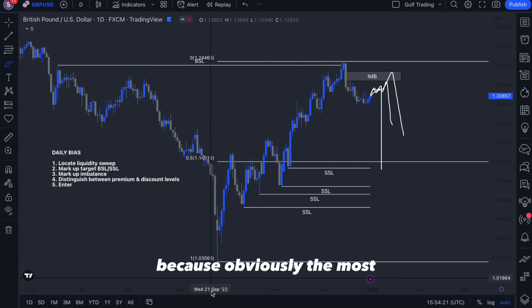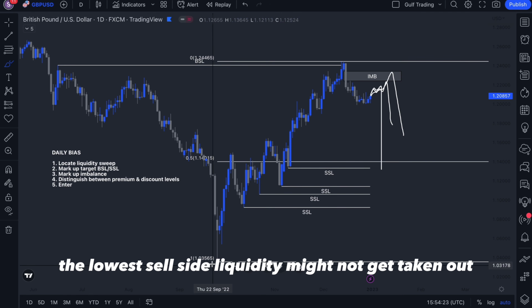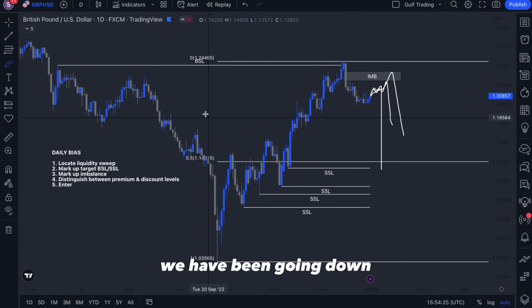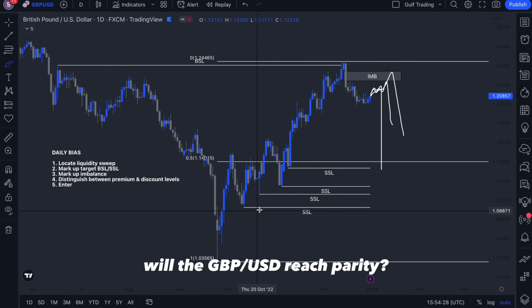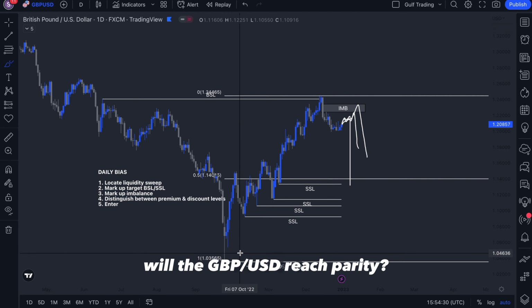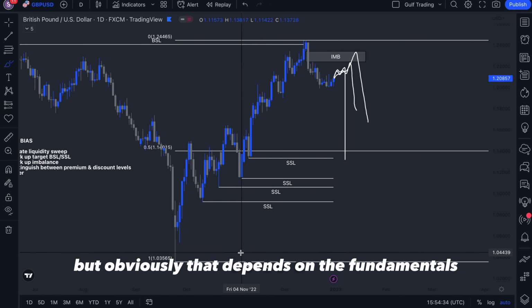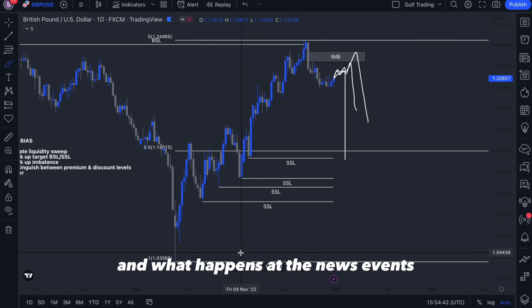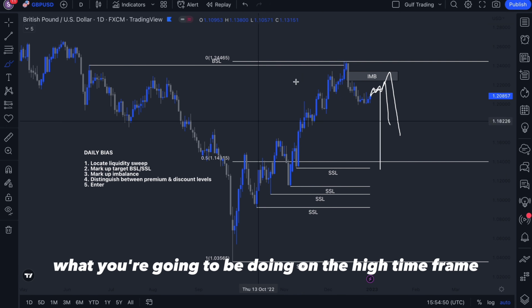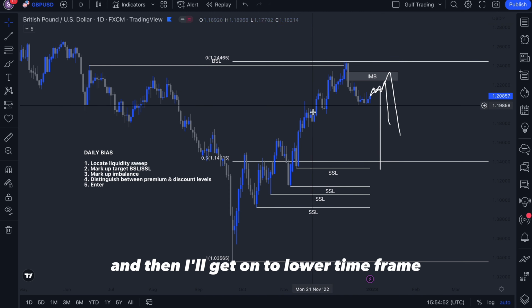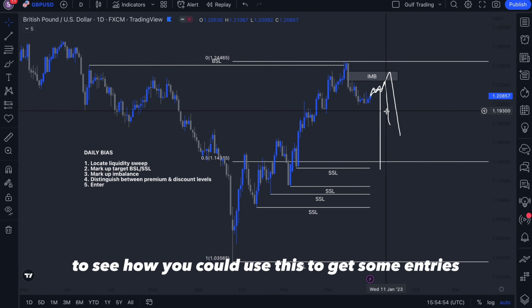Because obviously the lowest sell side liquidity might not get taken out. We have been going down just fundamentally. Will the GBP USD reach parity? Maybe, maybe not, more likely not, but obviously that depends on the fundamentals and what happens at the news events. So just to recap what you're going to be doing on the higher time frame, and then I'll get onto the lower time frame to see how you're going to use this to get some entries.